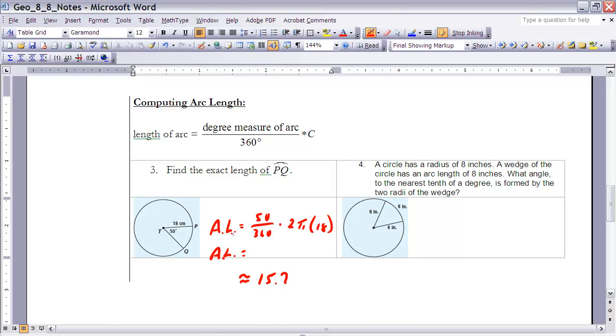So if I do that from an exact value standpoint, I would get 5 pi. 50 over 360 times 2 times 18 gives me 5. So I can leave it as 5 pi, or approximately 15.7.